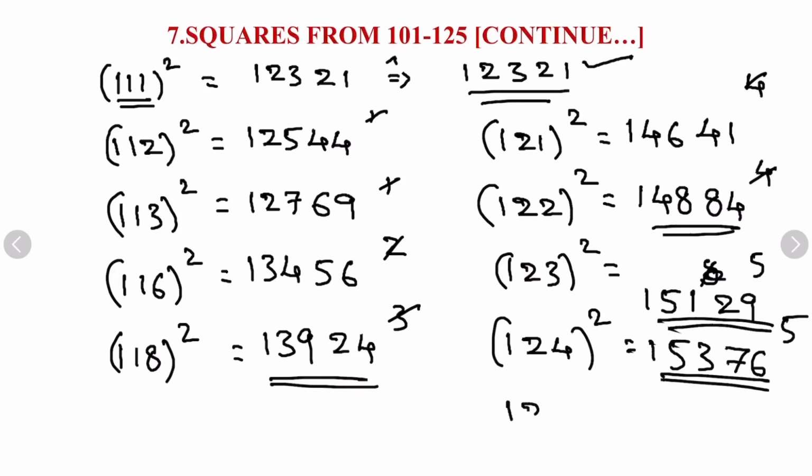If it is 125 whole square, here I already explained this model. So think that 12 is 1 unit. So 5 square, keep 25. 12, next number 13. 12 into 13, 156.